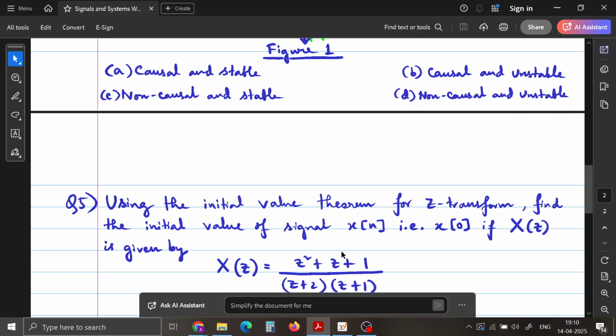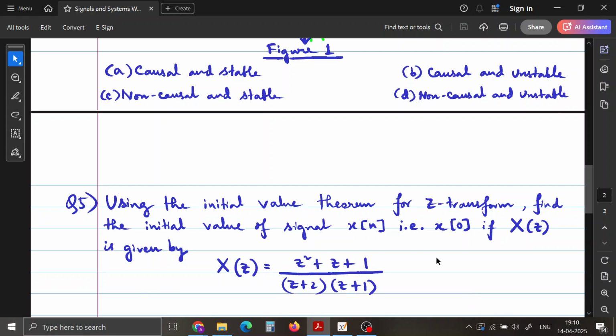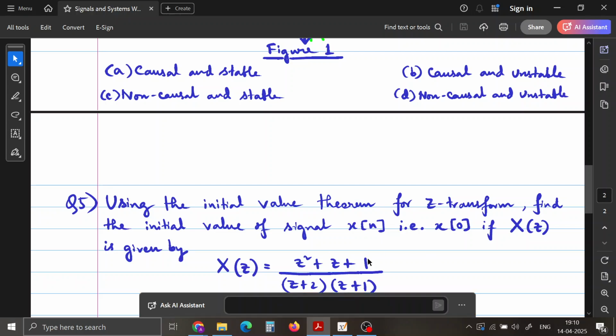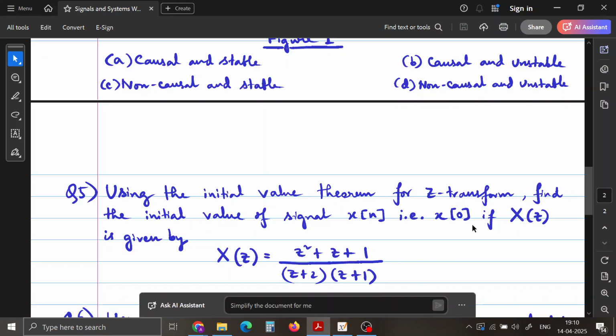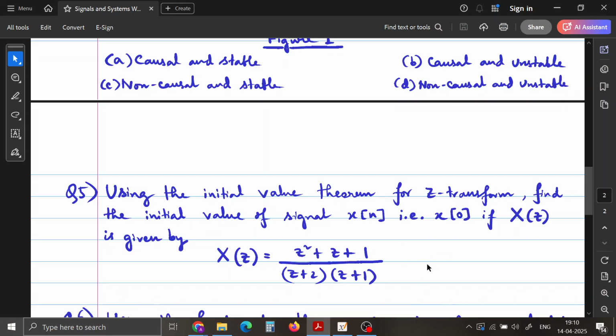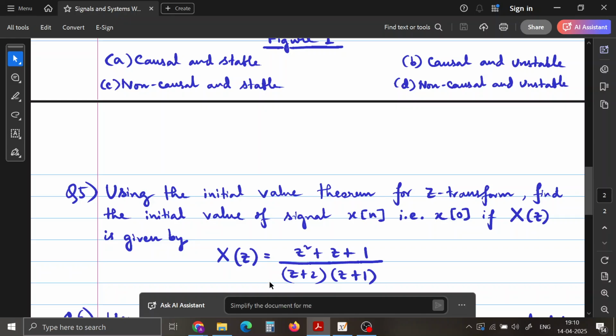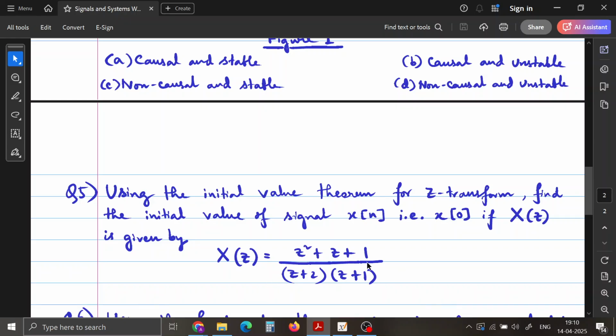Again, it is in rational form, the ratio of two polynomials of Z. The numerator polynomial is z square plus z plus 1, which is a second degree polynomial, and the denominator is also a second degree polynomial, which is clearly factorized into two first degree polynomials. And what you need to figure out is the initial value of x of n, that is x of n evaluated at n equals 0, or in other words x of 0. That's the initial value of x of n.